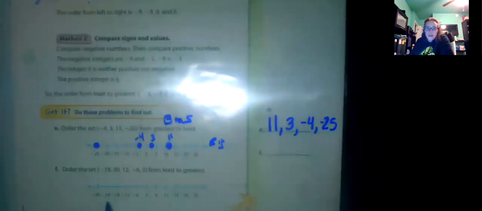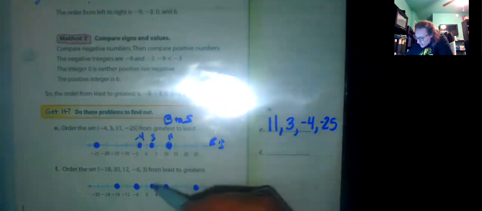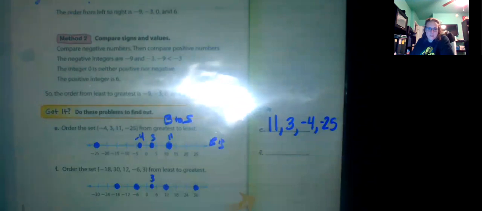Okay, letter F, let's graph our points. So let's see, -18, +30, +12, -6, and +3. That's right here in between 0 and 6.